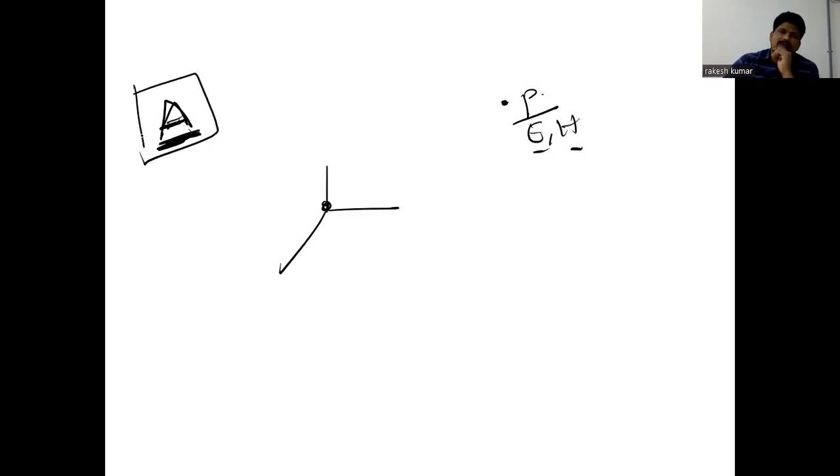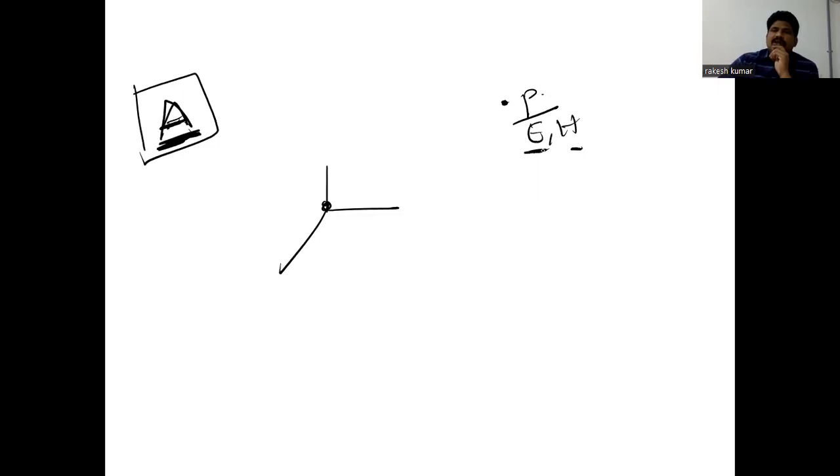What is the procedure you want to follow for calculating fields? So for example, take any current element at point P. At point P, how to calculate the electric field and magnetic field? What is the known thing? We know the vector potential.